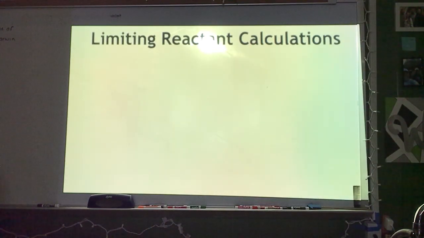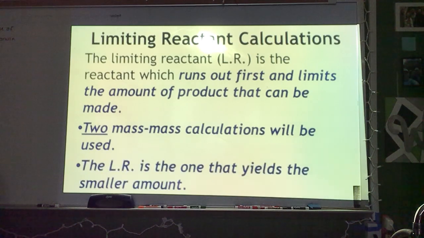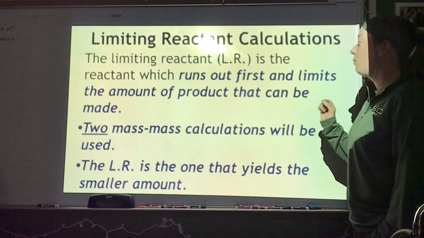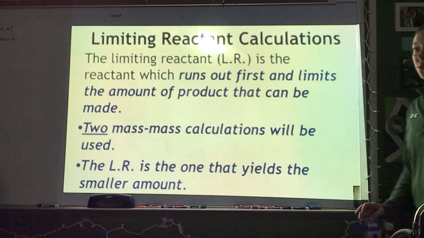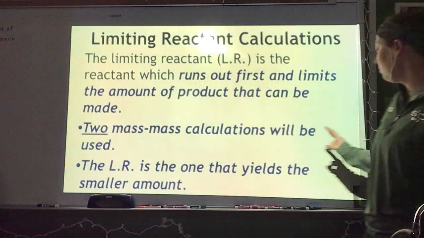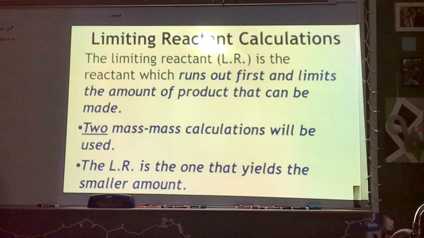So again, this is all going through the notes, so you have these exact slides and you have them in your note packet as well. So today we're going to cover limiting reactants. The limiting reactant is the reactant that runs out first and limits the amount of product we can make. So it's really just deciding what is the max amount we can make from our reactants. We'll have two mass calculations, so instead of just doing one like what we've been doing, we're going to have two mass-to-mass calculations. There may also be a couple of multi-step calculations as well.